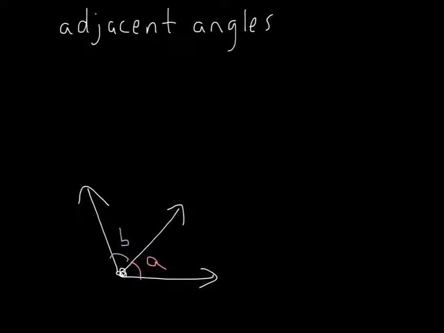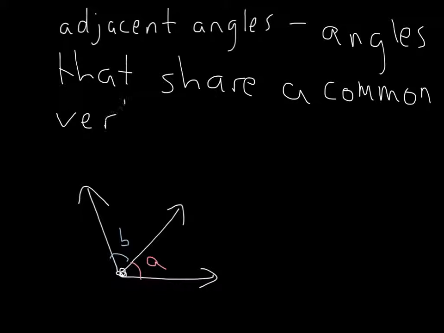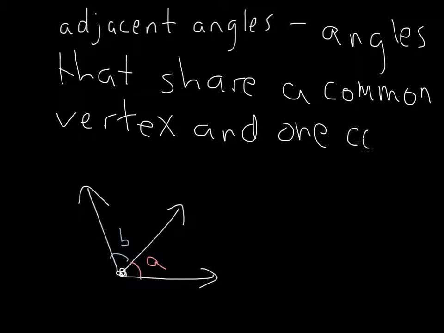Let me give you the definition of what adjacent angles mean. Adjacent angles are angles that share, and I want you to go ahead and write this definition in your notebook, they're angles that share a common vertex and one common side. Okay, go ahead and pause the video and get that definition down, and then you can start it again.